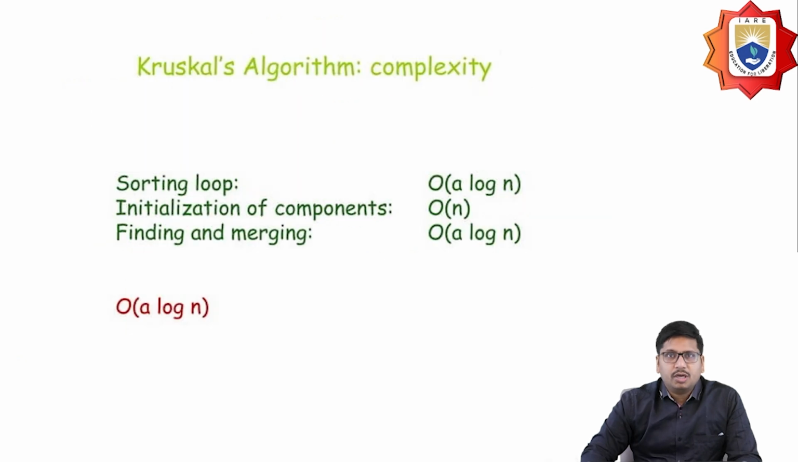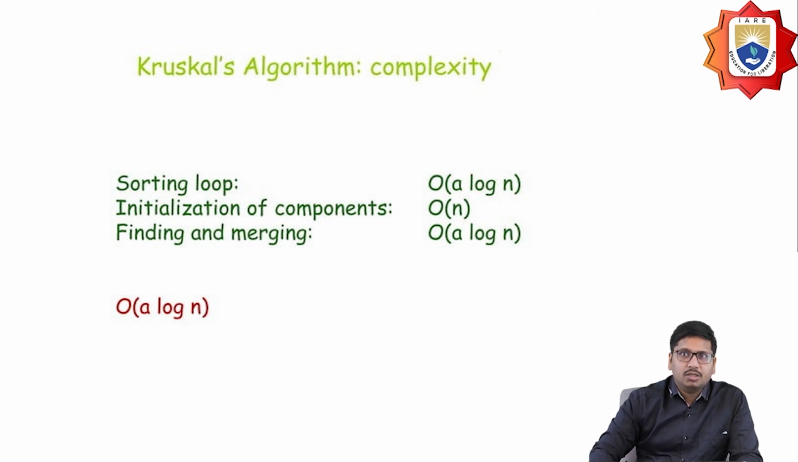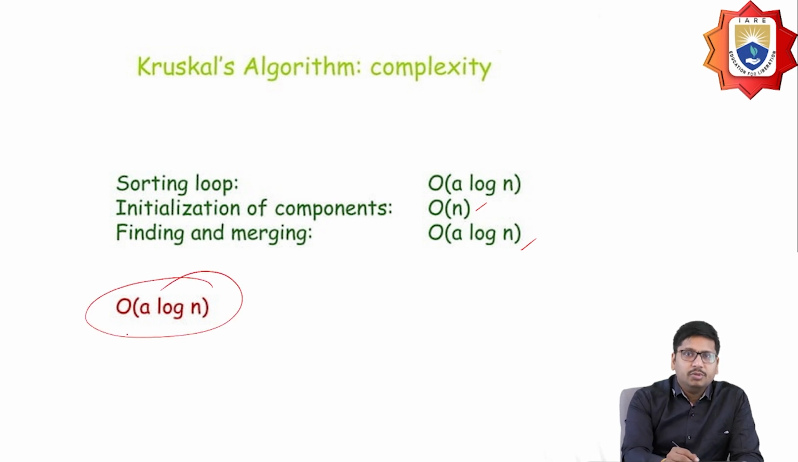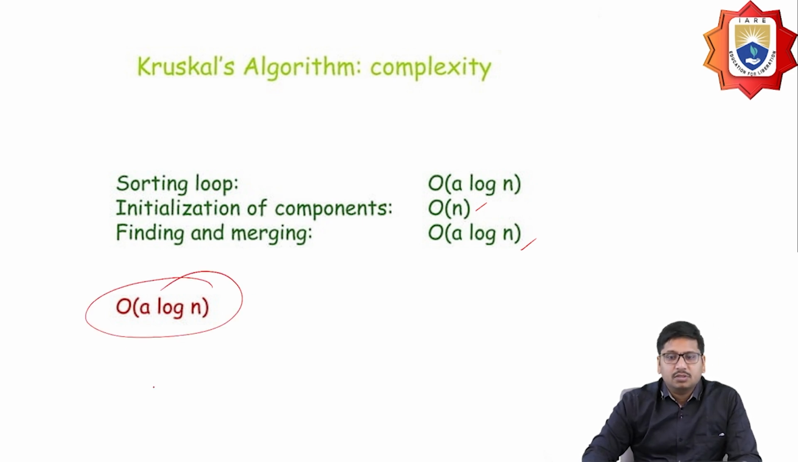And what should be the time complexity of this Kruskal's algorithm? For sorting the loop, it is going to consider E log n, and for initializing the components, finding and merging, log n. So finally, this should be the algorithm complexity of Kruskal's algorithm.